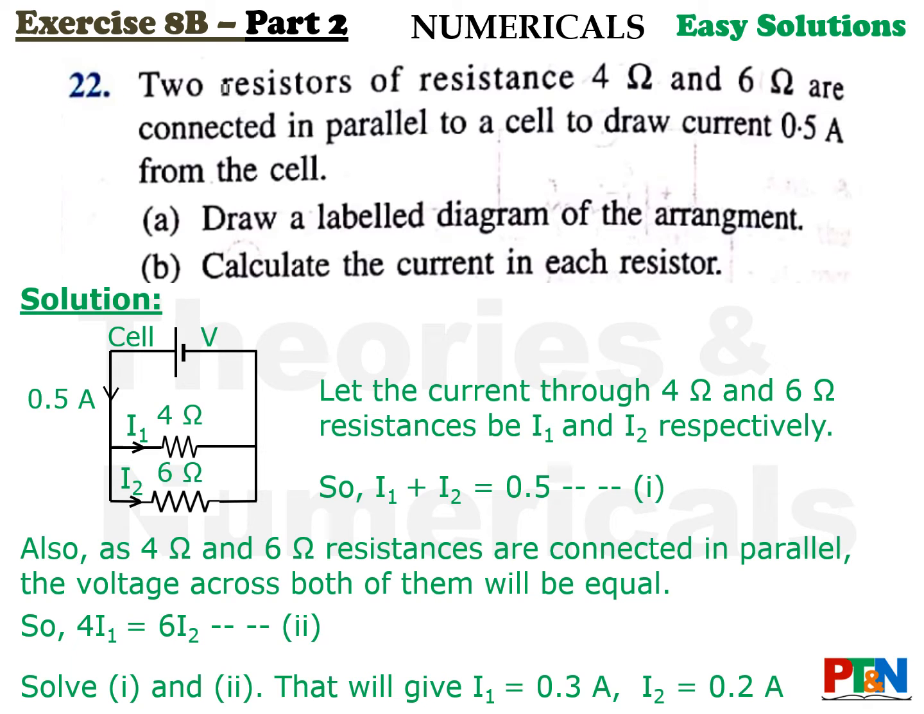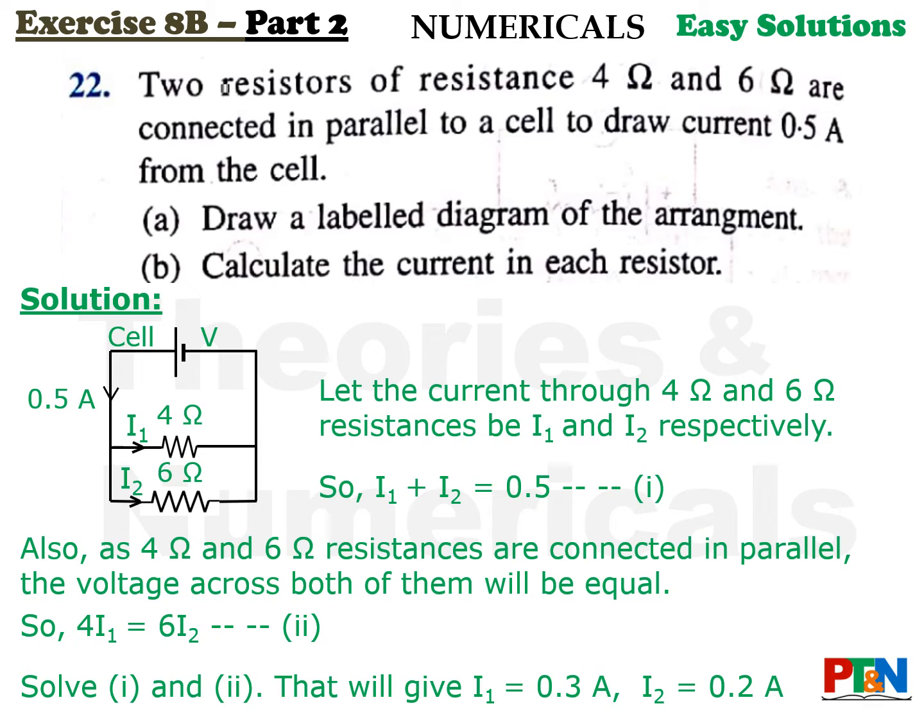I1 plus I2 is equal to 0.5, and as the two resistors are connected between 2 points, the potential difference across each resistor will be the same. So we can say 4 into I1 is equal to 6 into I2. So you solve the two, you get the value of I1 as 0.3 ampere and I2 as 0.2 ampere.